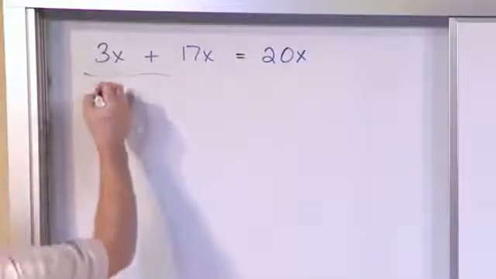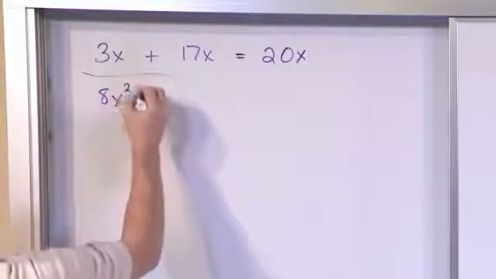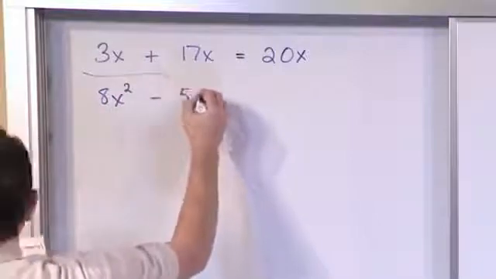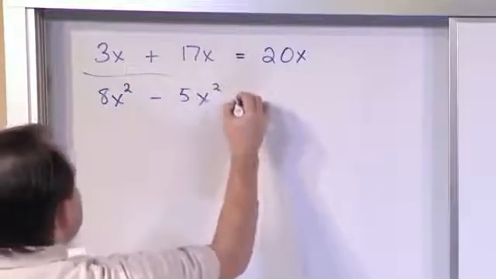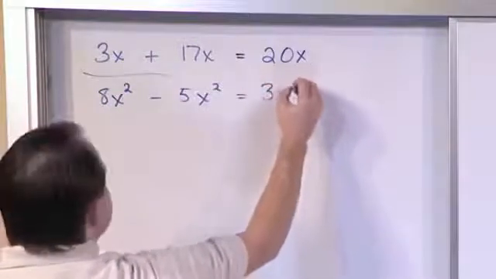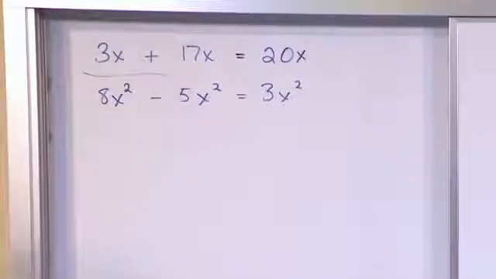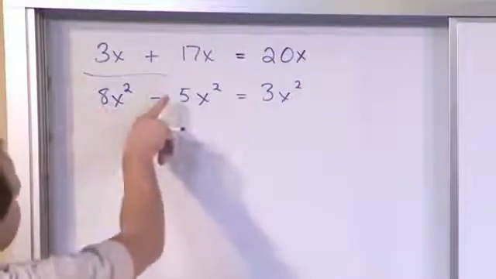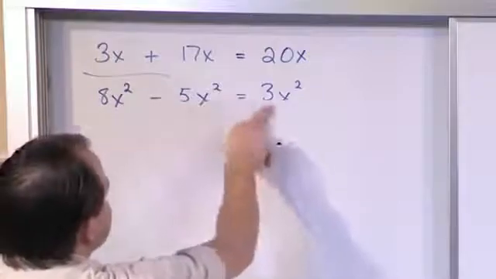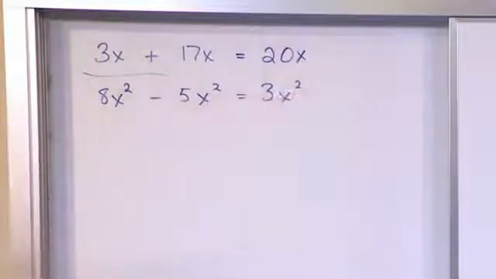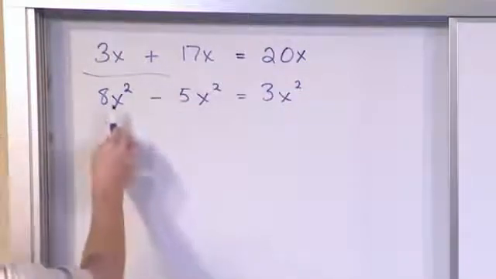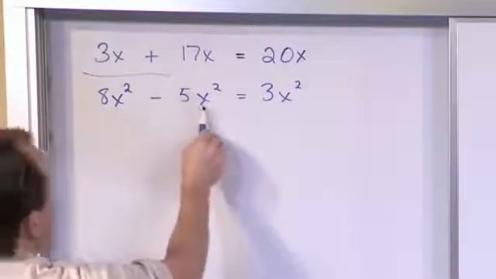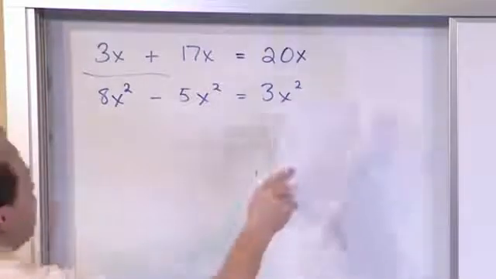What if you have 8x squared minus 5x squared is equal to 3x squared, right? That's what that would be. You take the 8 and you subtract the 5 and you're going to get 3. And the reason you're able to do this is only because you have x squares here and x squares here. So if I kind of did that a little too fast.